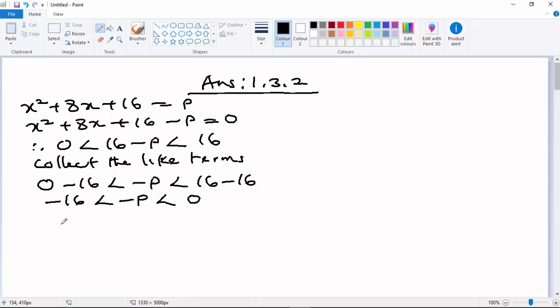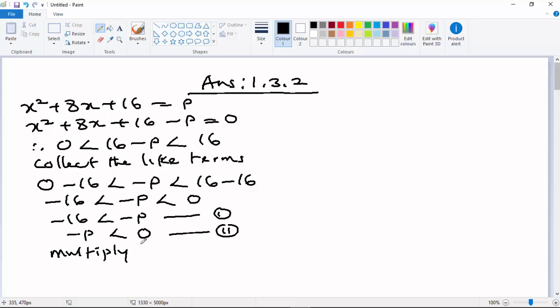We have two inequalities here. We have minus 16 less than minus p, and we also have minus p less than 0. So let's take this one as the first inequality and this one as the second inequality. So let us multiply both equations by negative 1.